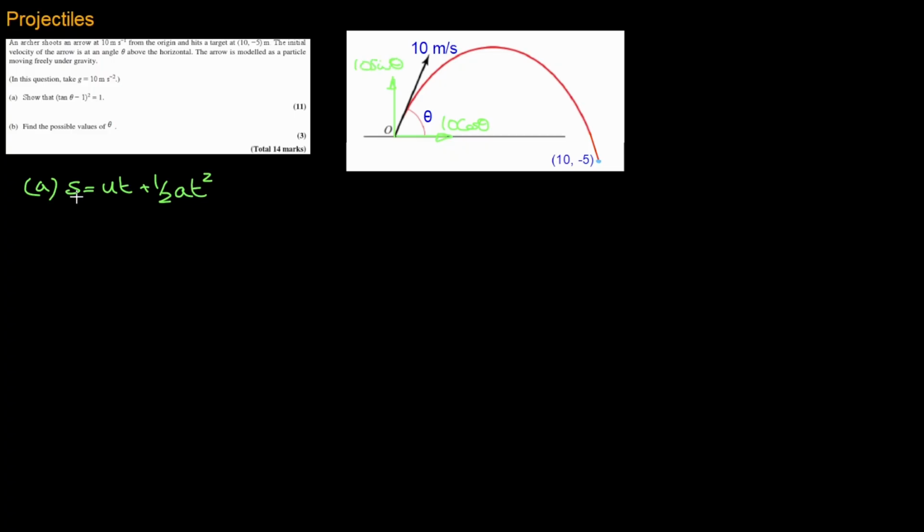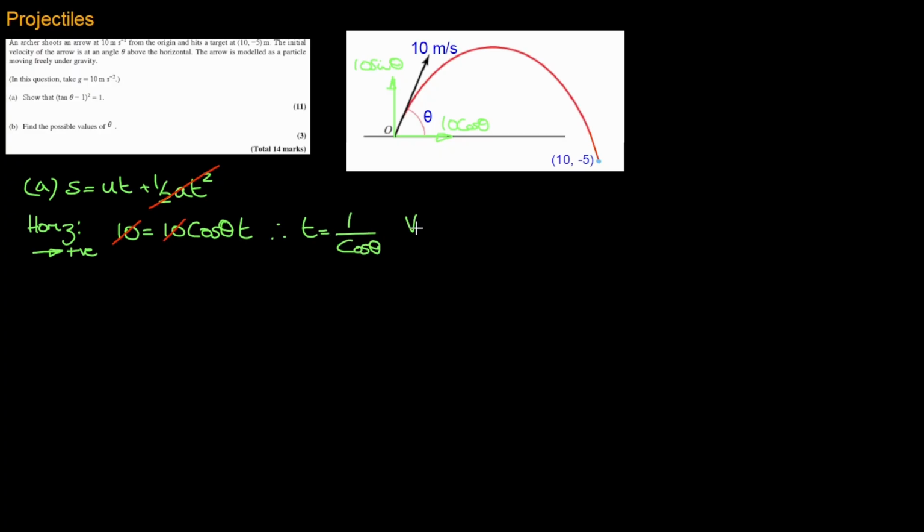Okay, let's solve that equation horizontally first, with going to the right as positive. We have a positive displacement of 10 equal to u, which is 10 cos θ, multiplied by the time, which we don't know. Because there's no acceleration horizontally, we can ignore the ½at². So simplifying our horizontal motion, we can get rid of the 10. Given that I'm going to be solving for t, my best version of this equation is that t equals 1 over cos θ.